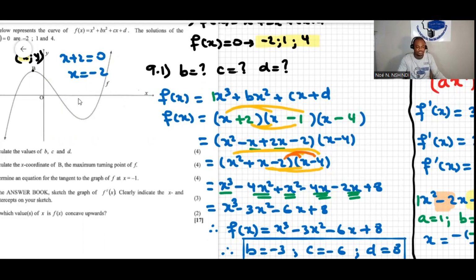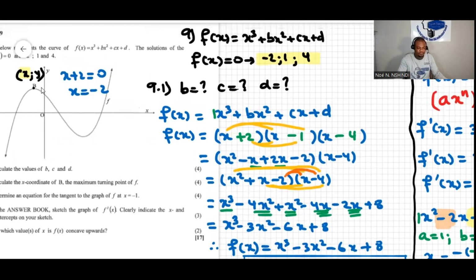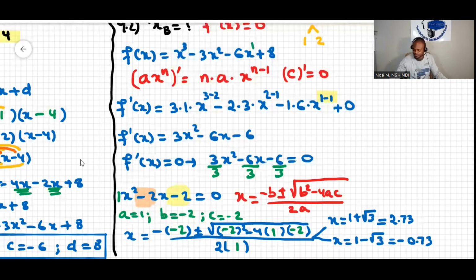But 2.73 is the coordinate of the minimum. I'm looking for the coordinate of the maximum, so it must be negative 0.73. Okay, so the correct answer here is this one. For the other one, we can just say not applicable. Okay.